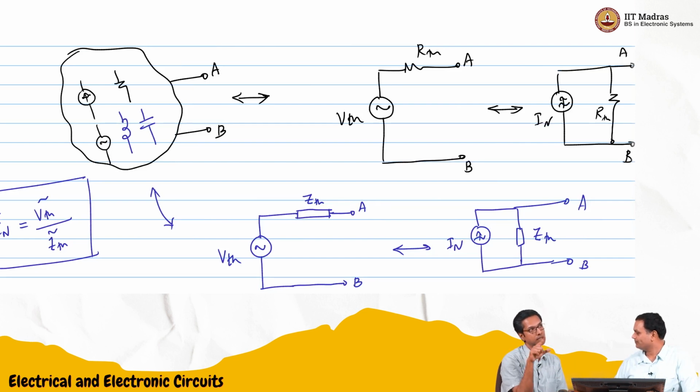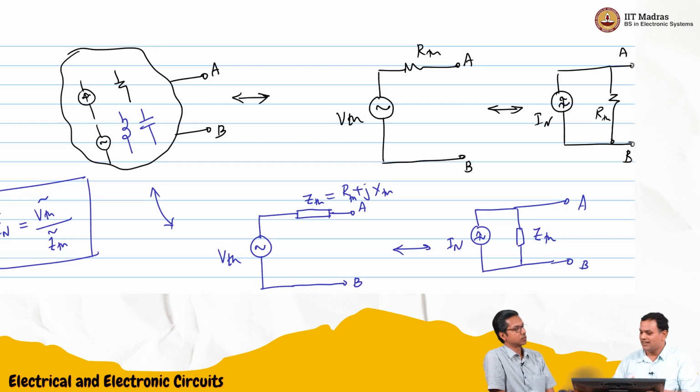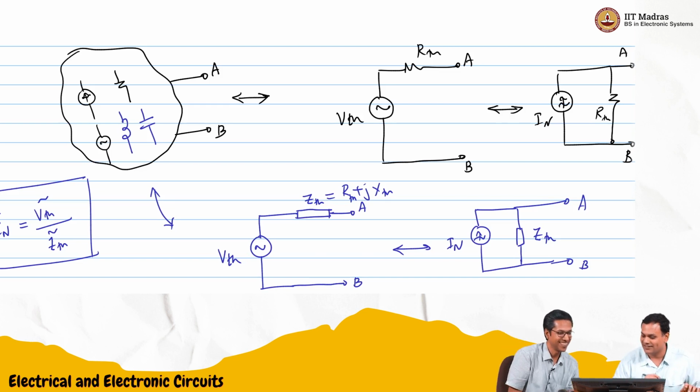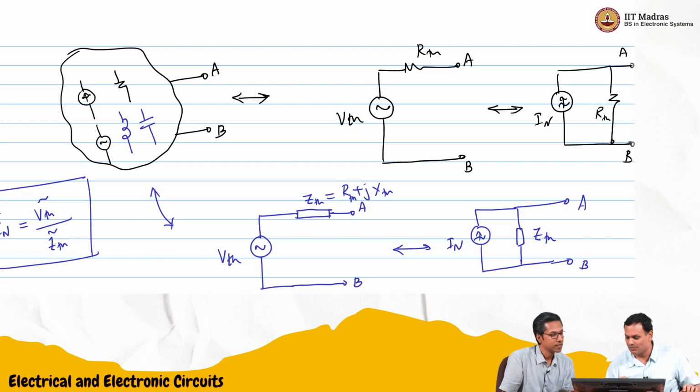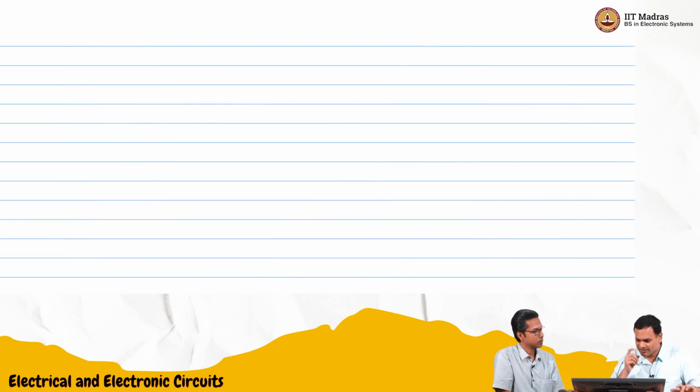So this ZThevenin can be some R plus JX, or RTH plus JXTH. It will have a real part and an imaginary part. Now do you want to go back to maximum power? Yes, I think that is your original question, right? So we'll go back to that maximum power. Okay, so let's do that.